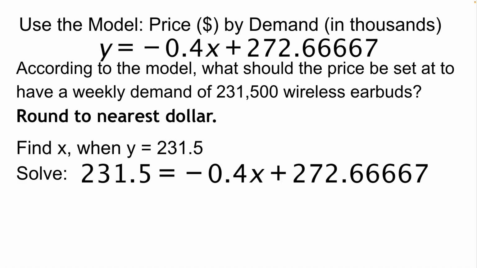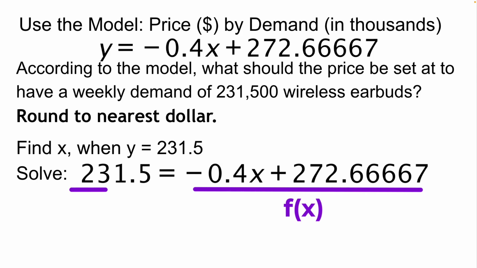When you're trying to solve an equation using Desmos, you're essentially finding the intersection of two functions. So we already have negative 0.4x plus 272.66667 typed into Desmos. That's our f of x function. I'm going to add 231.5 as a second function. I'll call it g of x, and then we'll find the intersection point of the two functions.